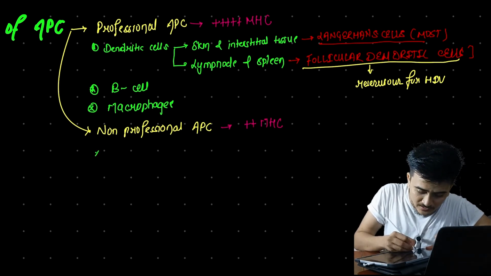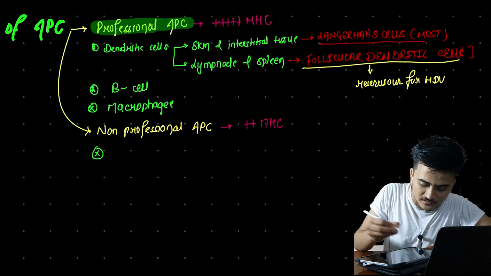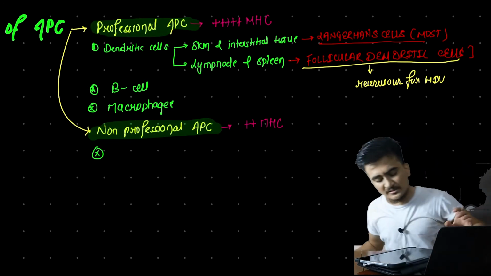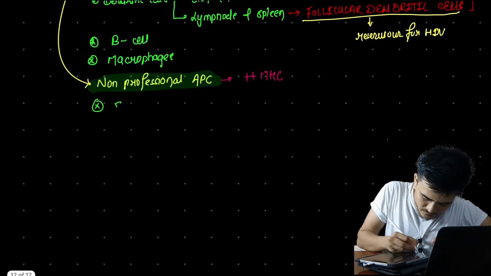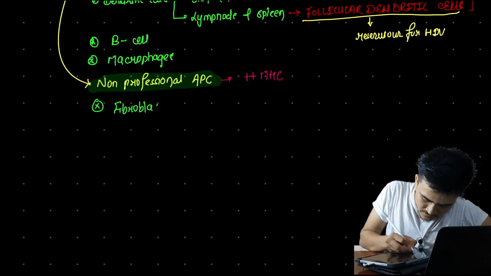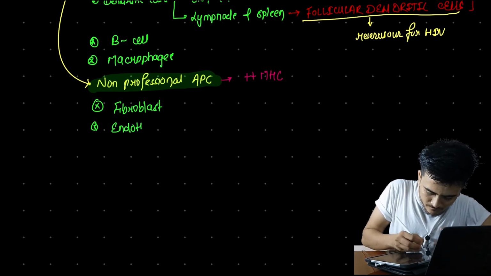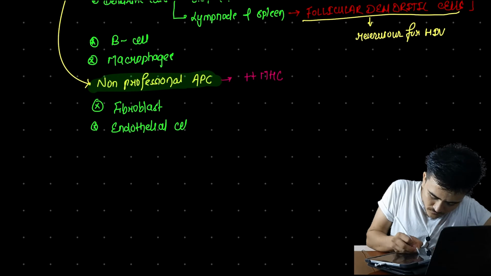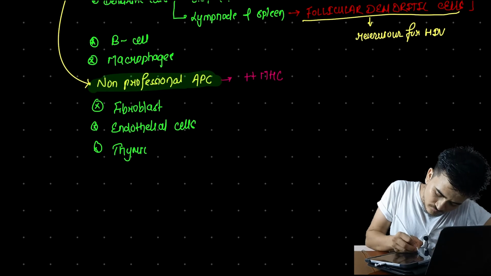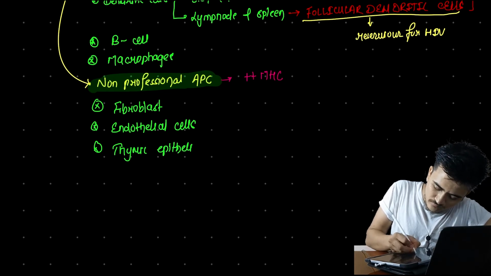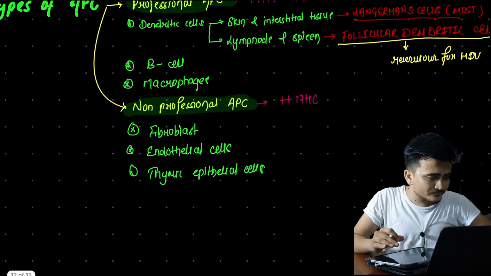Now what about non-professional APCs? Okay, let me highlight here, so that these were the professional APCs. Now talking about non-professional APCs, the ones are fibroblasts. Similarly, endothelial cells, and thymic epithelial cells. Okay, these are non-professional APCs.